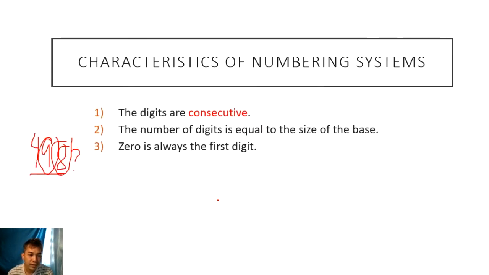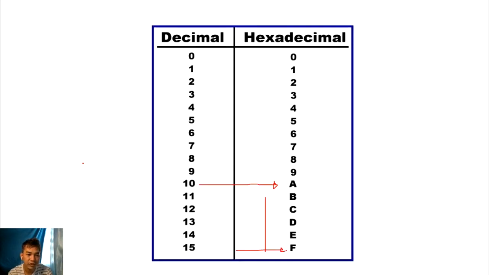Okay, so another: 0 is always the first digit. Ayun. So, as you can observe doon sa numbering system, all of those number systems nag-start siya ng 0. Number 4: the base number is never a digit. So, ano bang ibig sabihin nito?